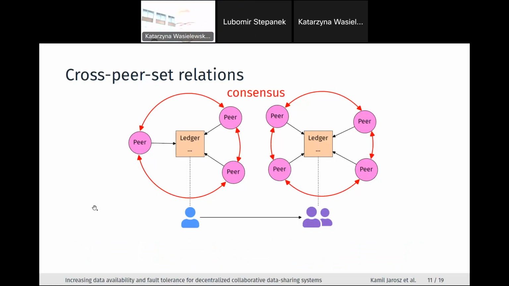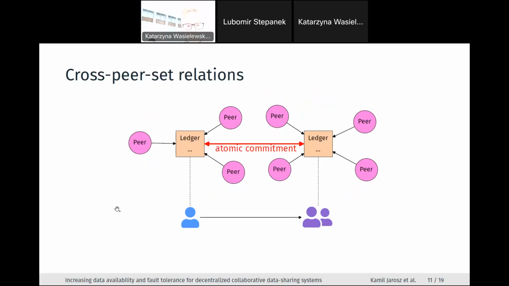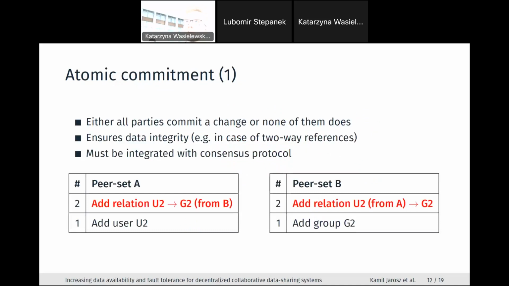So now we have two instances of the consensus protocol. And this consensus protocol ensures that we have the same state within a peer set, so that each peer has the same information about the user, and each peer from the second peer set has the same information about the group. But in order to synchronize and add two relations at the same time in each peer set, we have to use an atomic commitment protocol. The problem with the atomic commitment protocol here is that it should work between peer sets and not peers. So peer sets are abstract entities and not concrete servers. The atomic commitment ensures that either all parties commit a change or none of them does.